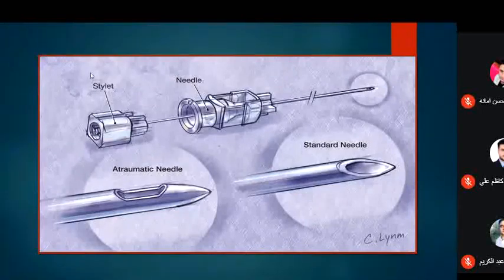And we have two types of CSF needle. We have the standard needle, and we have the atraumatic. So here the opening is at the tip of the needle, and the atraumatic is less traumatic, where the opening is on the side.